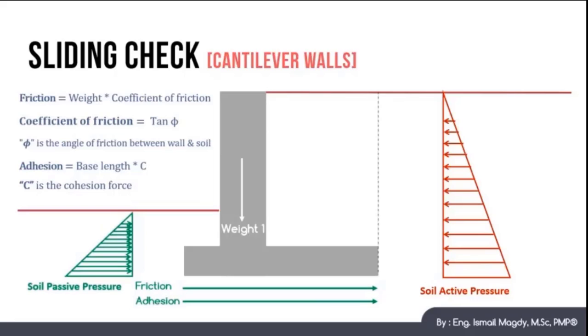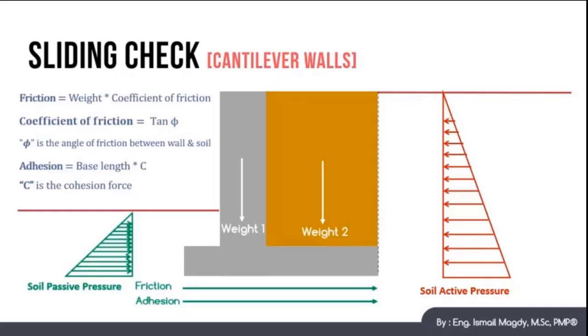Second case here is going to be sliding check in case of cantilever walls, and it is going to be exactly the same procedure as discussed in the gravity wall, except that in that case we will have an additional weight, which is the weight of the soil above the base slab, and this will contribute while calculating the friction force.